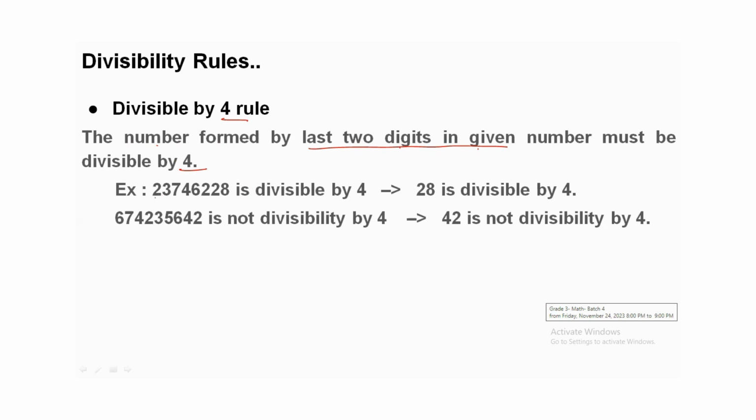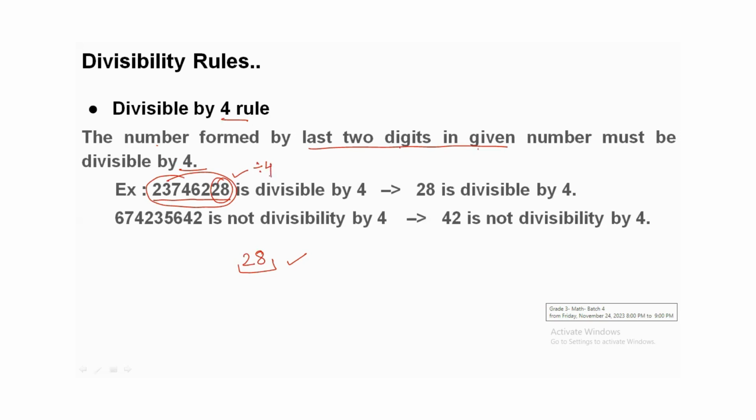The number given over here is 23,746,228. We need to check whether this number is divisible by 4 or not. So we will look at the last two digits of this number, which is 28. Now we check whether 28 comes in the table of 4, or whether 28 is divisible by 4. Our answer is yes, 28 is divisible by 4, which means the entire number will be divisible by 4.